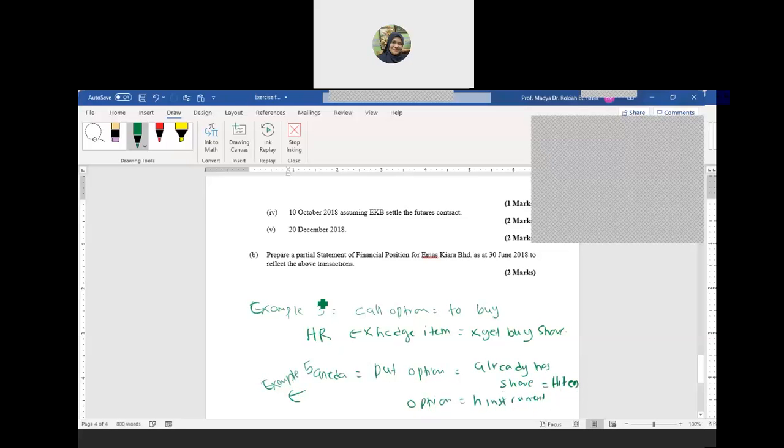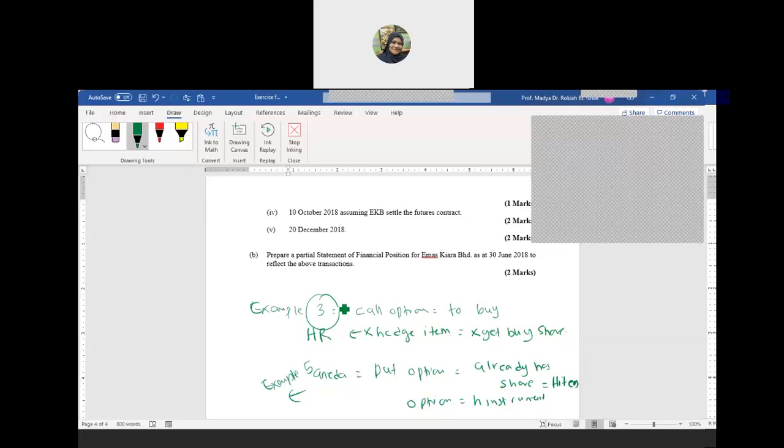The difference here is that in example 3, we don't have the hedged items yet, because we only want to buy the shares. We're not yet buying the shares, so we don't have the hedged item. So just the options here, the call options. Please be careful, because the call option here is the option to buy. We don't buy the shares yet, so it means that we don't have the hedged item.